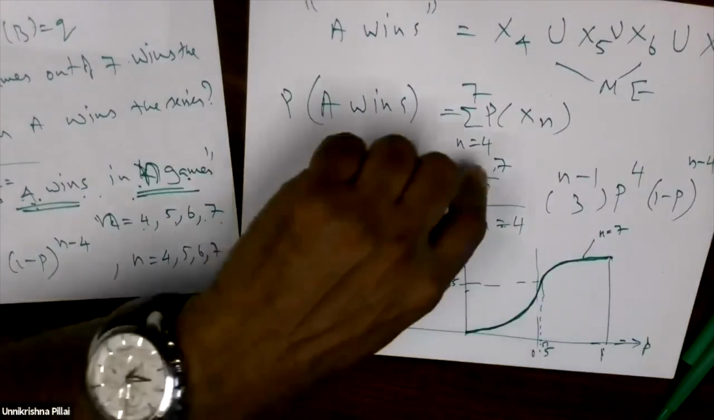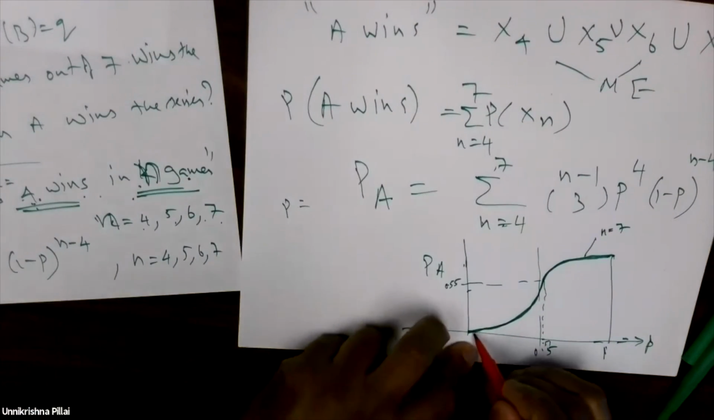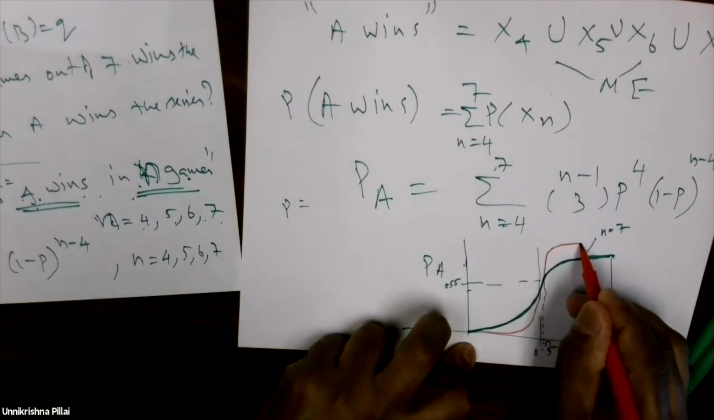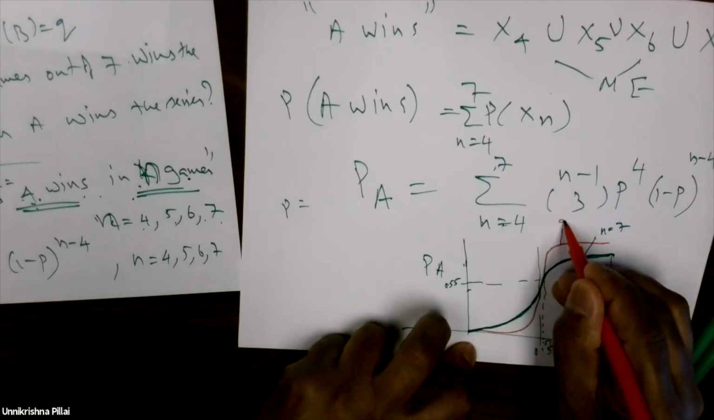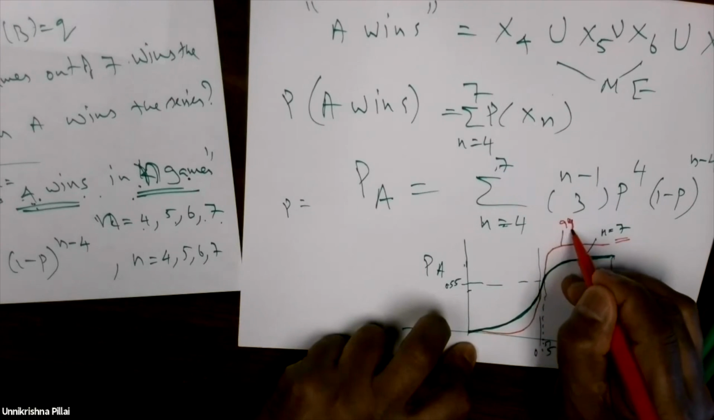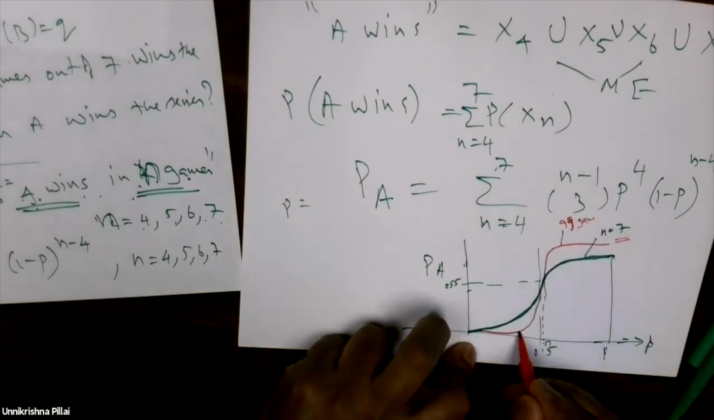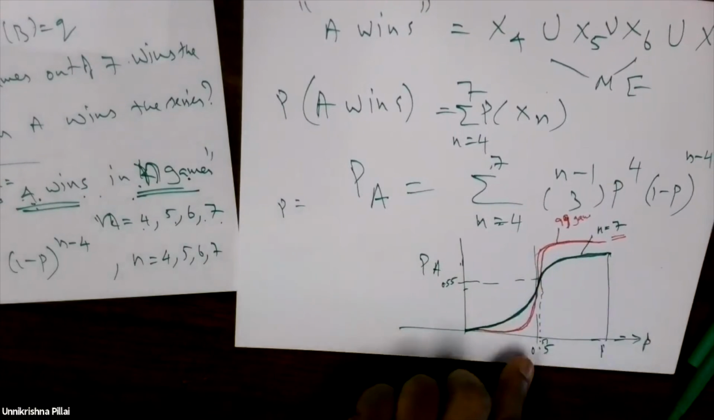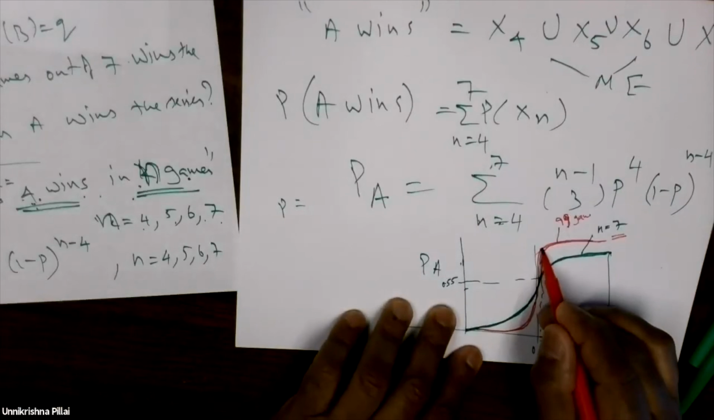But the interesting thing is, nobody has the time. But suppose you are allowed to play 99 games. So I want you to plot it. Then you will see that this is what will happen. Remember, here only 7 games. Here I am playing 99 games, let's say. Then you will see that this curve will go like this. The implication being, the team which is a little better will surely win. I hope you see this.